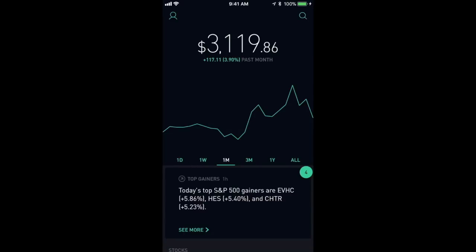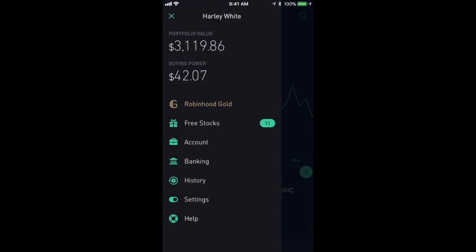So if we go ahead and take it to that top left, guys, it's going to pull up your profile, right? A few things it's going to show: it's got the free stocks, account, banking, history, settings, and help. For right now, I'm going to skip that Robinhood Gold. That's something I'll go over in a video later on for those that are at a more intermediate level when it comes to trading.